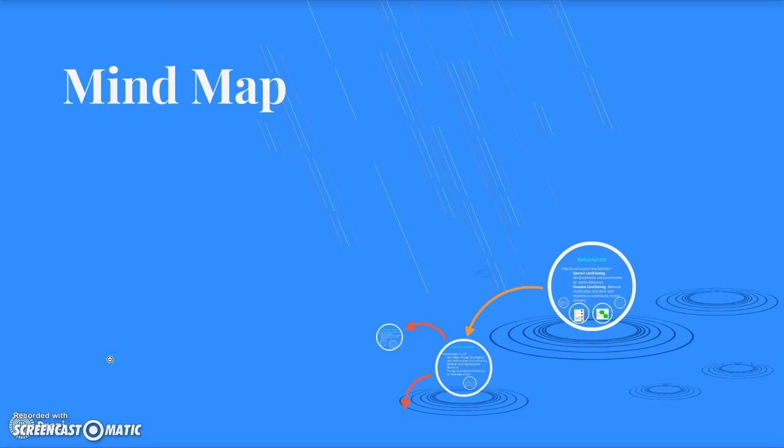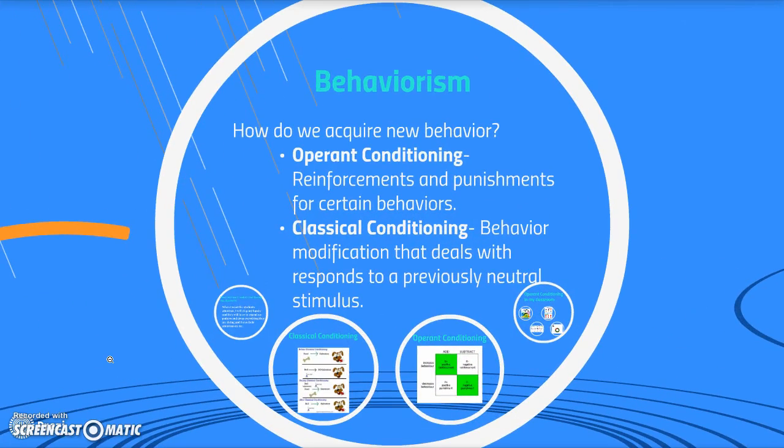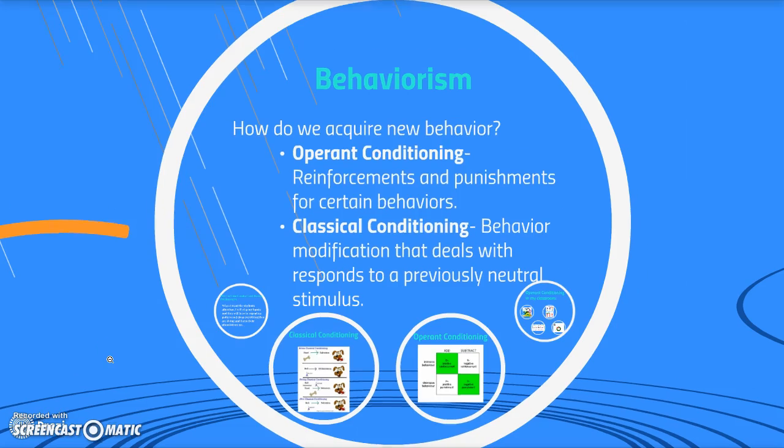This is my mind map of the 3 learning theories that we talked about this semester. The first one is behaviorism. Behaviorists like Thorndike and Skinner ask the question of how do we acquire new behavior? Operant and classical conditioning are the 2 ways.